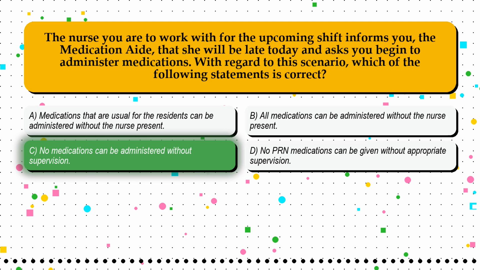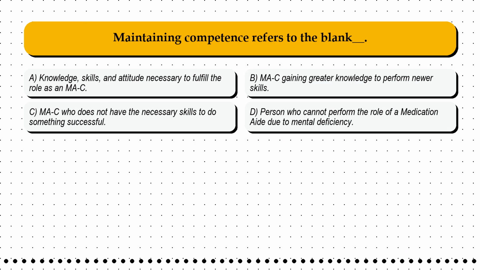The correct answer is option C, no medications can be administered without supervision. Question 55. Maintaining competence refers to the blank blank. Option A, knowledge, skills, and attitude necessary to fulfill the role as in MACE. Option B, MACE gaining greater knowledge to perform newer skills. Option C, MACE who does not have the necessary skills to do something successful. Option D, person who cannot perform the role of a medication aide due to mental deficiency.